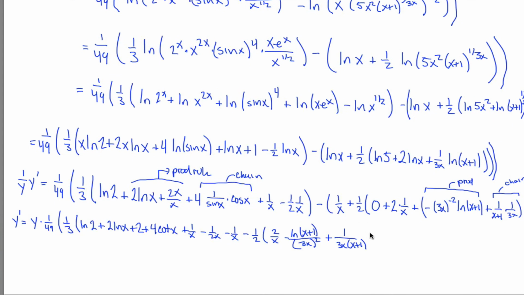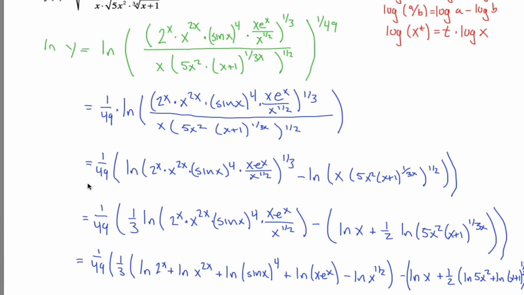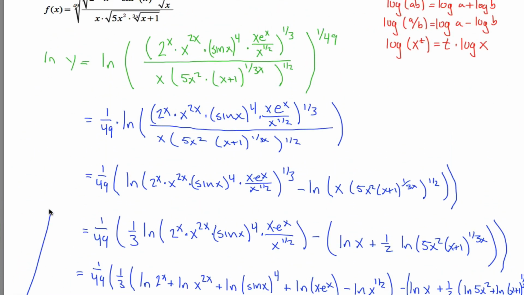Alright, well, gone this far. So finally, y prime equals y, which is all of this stuff, times all of this stuff above. Cheating a little bit, fine, because y is just equal to all of that stuff.